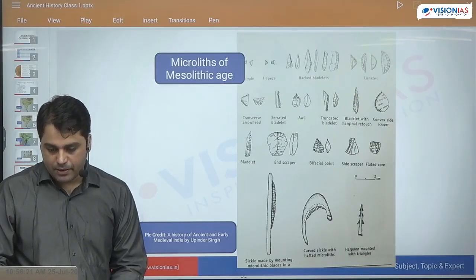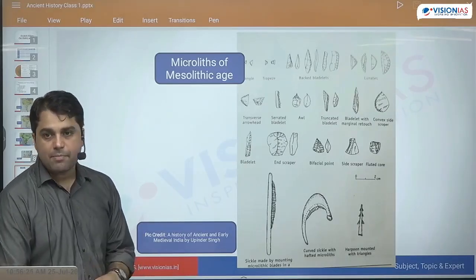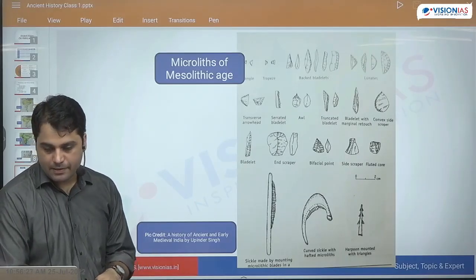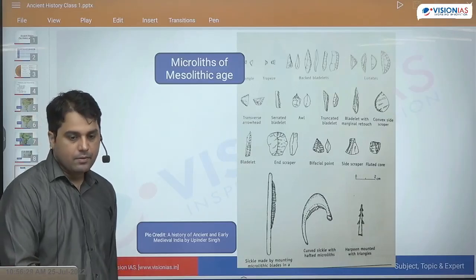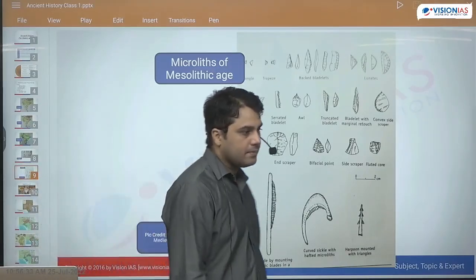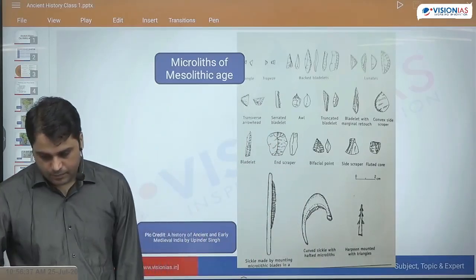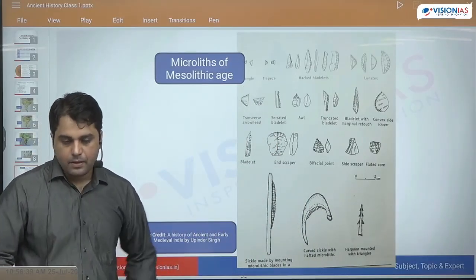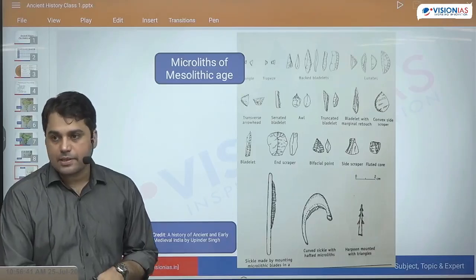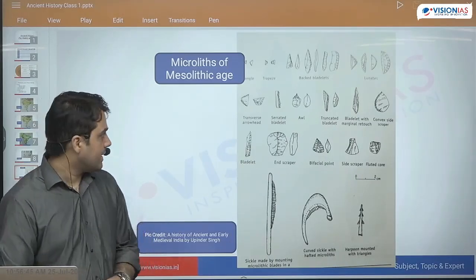Give the heading Mesolithic age. Now Mesolithic age, you can give the time period from 10,000 BC to 6,000 BC. Now there are many things about Mesolithic age which you should know.